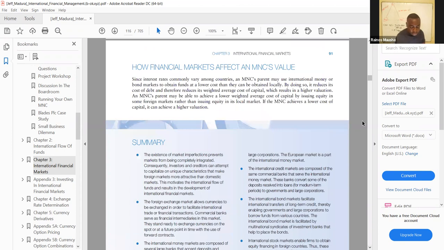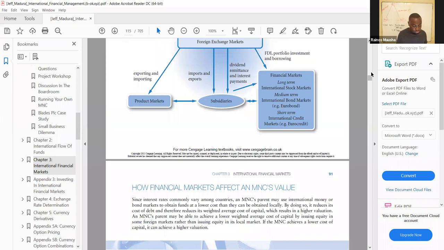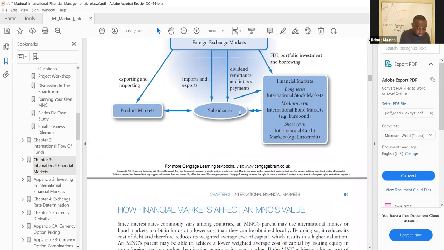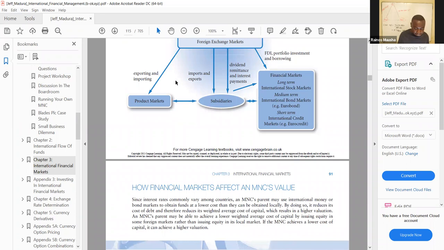So this is where we end when it comes to chapter 3 of the textbook. In the next class, we're going to look at chapter 4 of the textbook, where we look at how you determine the exchange rate, which is exchange rate determination. Are there any questions on what we have done today? Any questions?